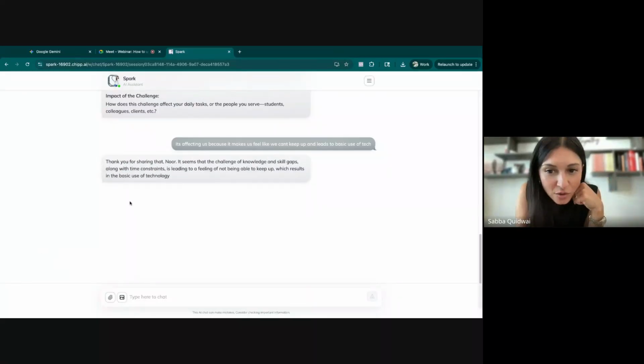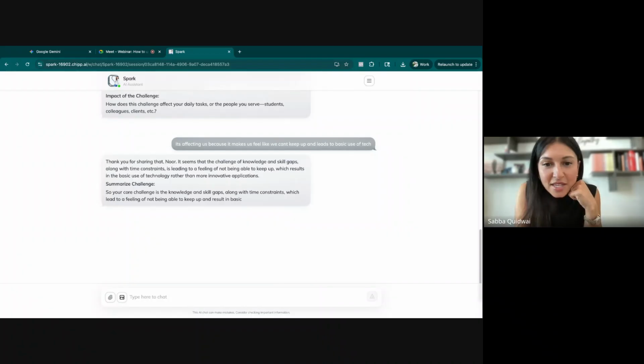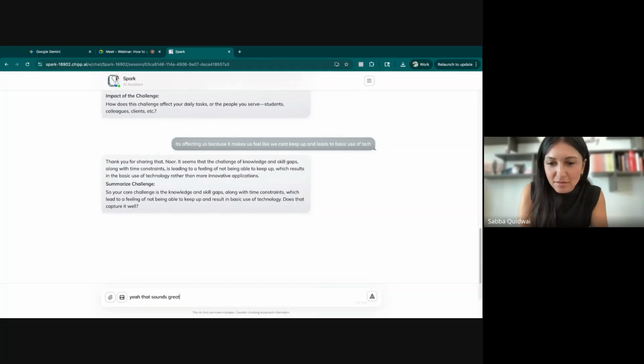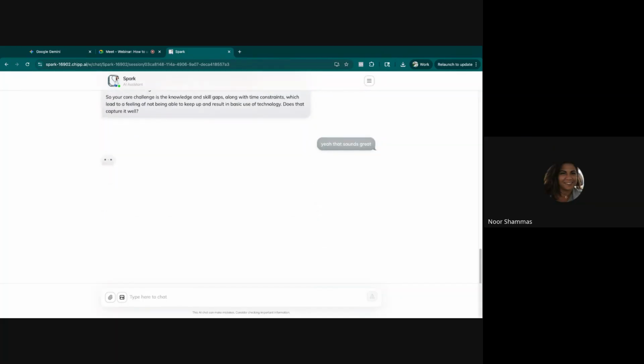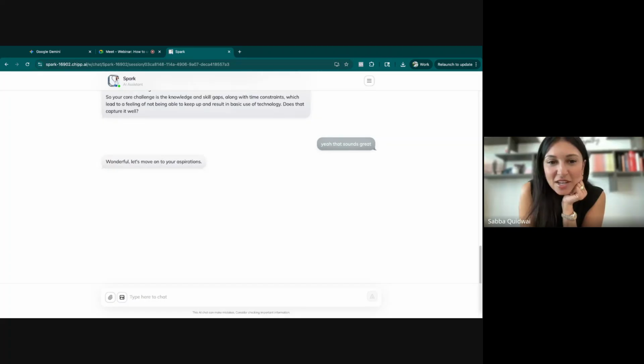So now it's saying thank you. Now it's going to summarize the whole challenge for you: the knowledge and skill gaps, along with time, not being able to keep up. And we can say, would you agree that pretty much is a good summary? Yeah. Yes, I agree. Amazing. Okay, perfect. So now that we agree, yes, that's it.